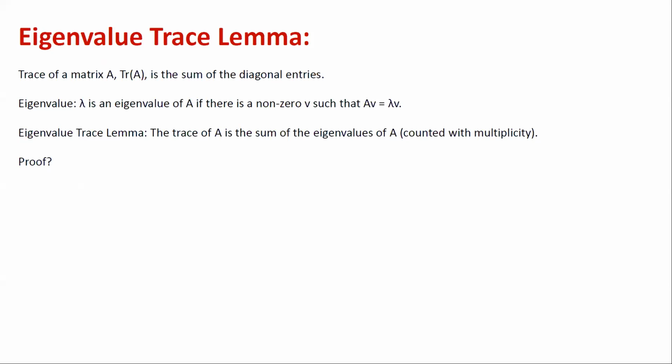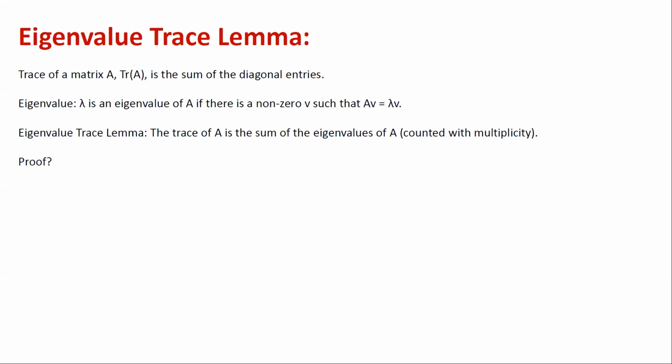The trace of a matrix is the sum of the diagonal entries, and lambda is an eigenvalue of A if there's a non-zero vector v such that Av equals lambda v. And the eigenvalue trace lemma is that the trace of A is the sum of the eigenvalues of A, counted with multiplicity. So any thoughts on how we would prove this? Or if you can't prove it in general, any special cases where you can prove it?